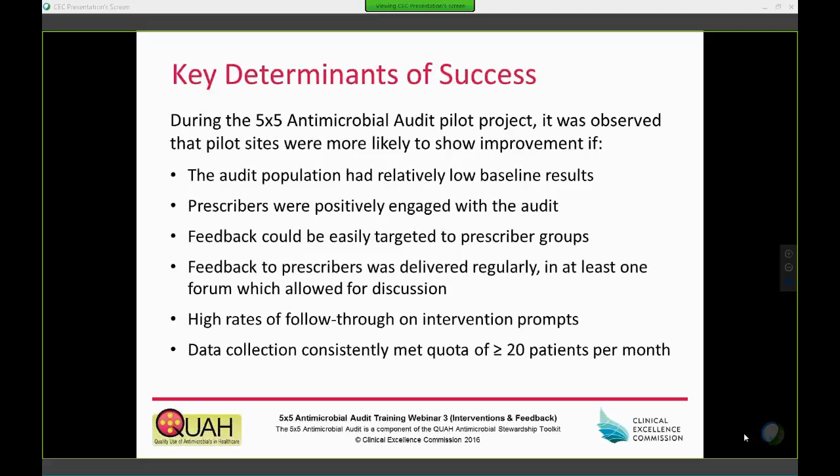And data collection consistently met the quota of greater than or equal to 20 patients per month if you're able to get 20 eligible patients per month. So that sample size was actually very decent and therefore you weren't missing a lot of patients in your audit process. So that's just our general summary, our last tips for success.